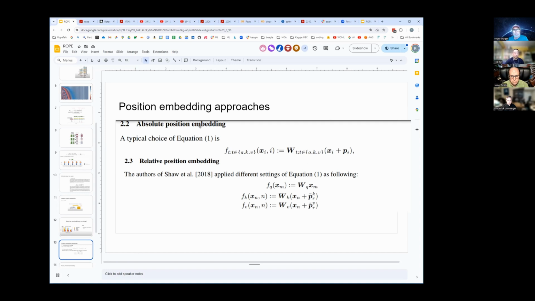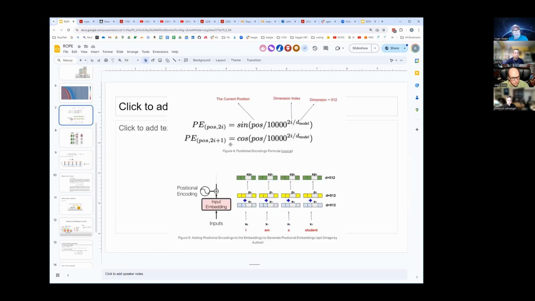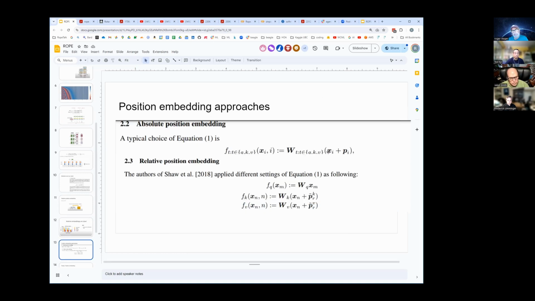And in the case of absolute embedding, we're taking this PI, which is what we saw earlier, the sinusoid equation, this one. They're taking that and just adding it to the embedding, and then you multiply the weight matrix by that to get your query, keys and values. So that's the absolute positioning as we've seen before.